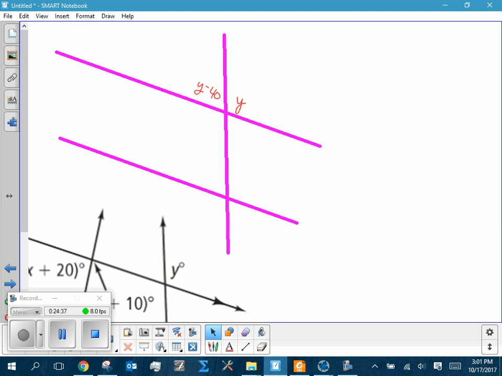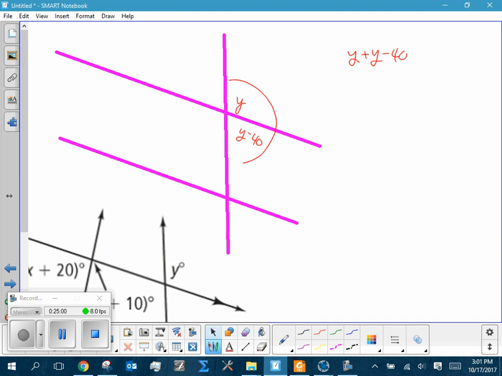Maybe we move it there because they're corresponding. Okay? But hopefully the relationship that we recognize is that when I do move one of these in a logical position, maybe I move them there, what is gained from looking at those two things together? They're supplementary. They form that linear pair. So I'm going to say y plus y minus 40 is equal to 180.